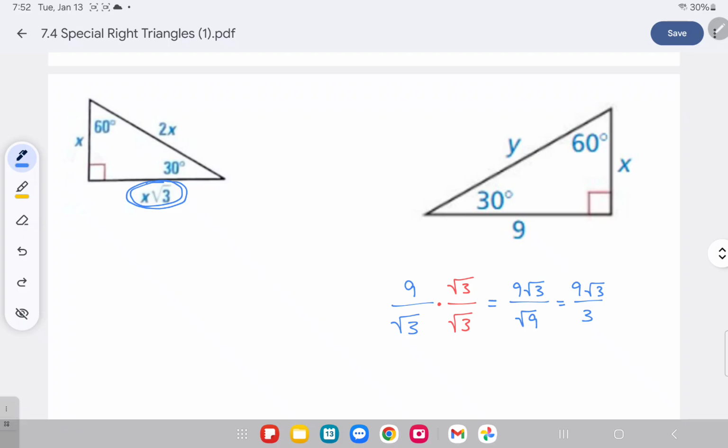So we've rationalized the denominator, but this one can be simplified just a little bit more because 9 divided by 3 is 3. Our answer is 3 root 3. So our short side here is 3 root 3. All that work to find your short side, but again, once you know the short side, the other sides are easy to find. To go from short to hypotenuse, we're just multiplying that by 2. So we're going to take 3 root 3 times 2, and that's 6 root 3. We're just doubling it.